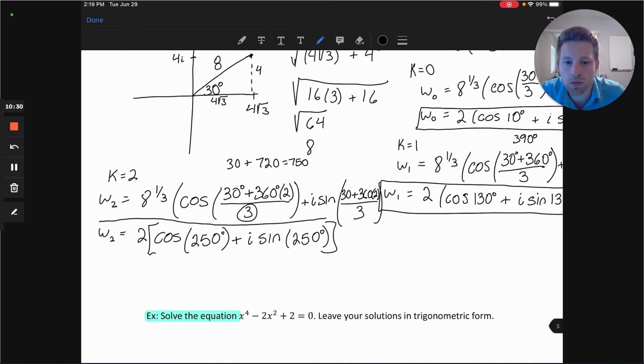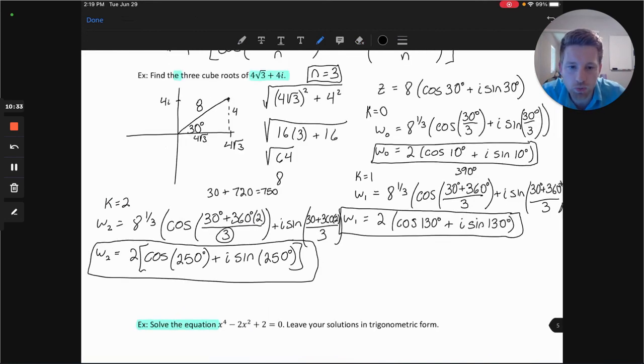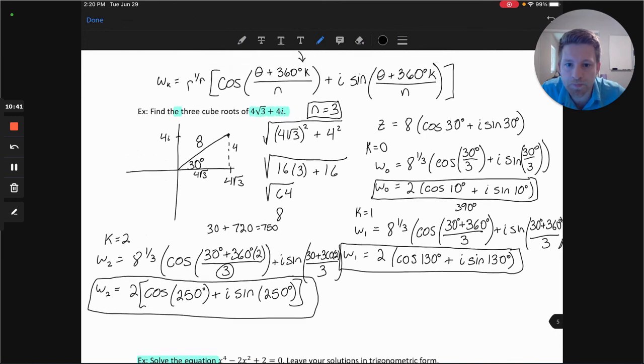So we have our three cube roots, w sub 0, w sub 1, and w sub 2, using our root theorem, where we are taking the k equals 0, k equals 1, and k equals 2 counters, and n is equal to 3 because we are finding a cube root. So I hope this is helpful for you guys taking complex roots. Thanks for watching.